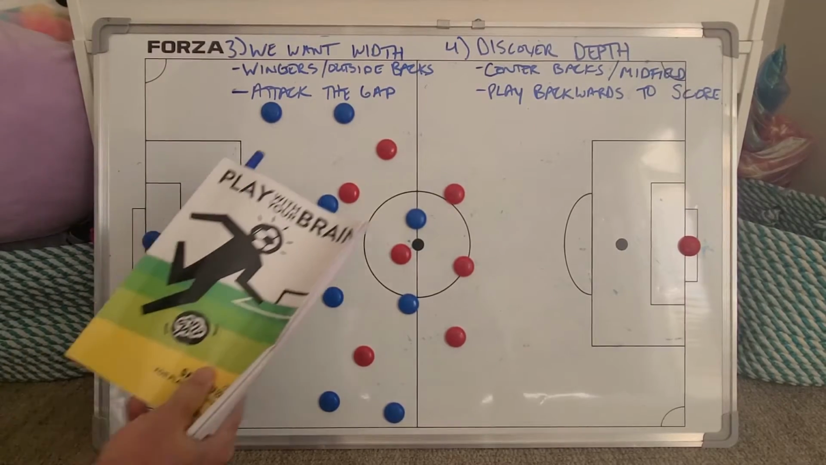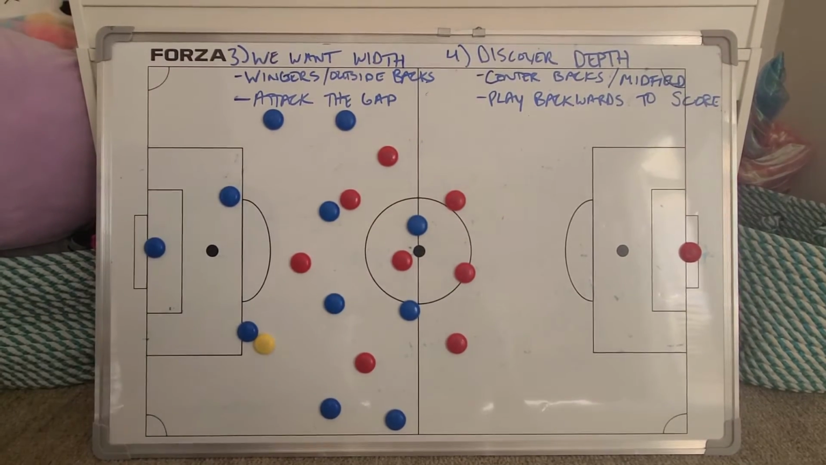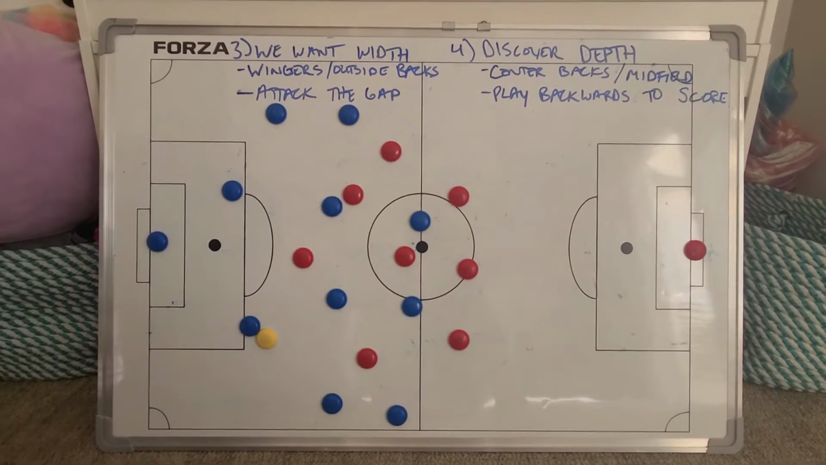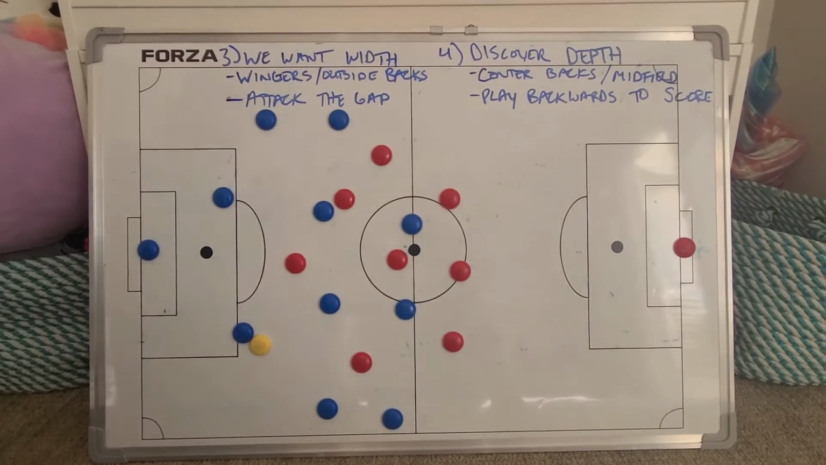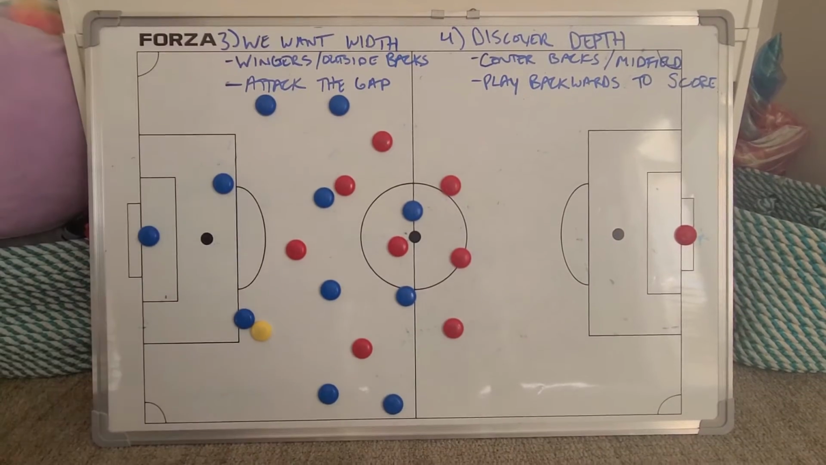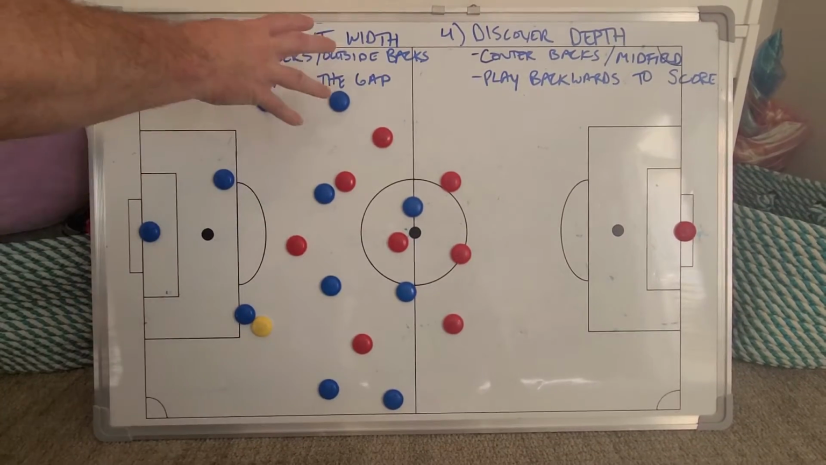All right, girls, this is a video on our Play with Your Brain book. I'm trying to do a summary of the key concepts from each of the chapters. This video is all about Chapter 3 and Chapter 4. Chapter 3 is We Want Width. Chapter 4 is Discover Depth. I really like both of these chapters.